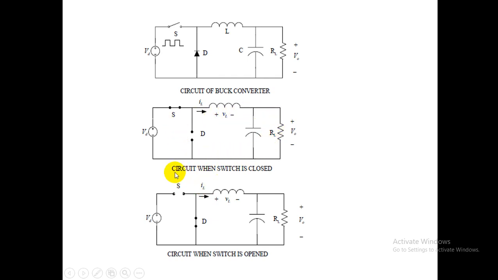Whenever the switch is opened, the inductor has already stored energy up to the value of Vd. Now it serves the entire circuit instead of the main source. The main source is disconnected because the switch is open, so the inductor supplies the power to the load. That means in both conditions the load gets continuous output values.